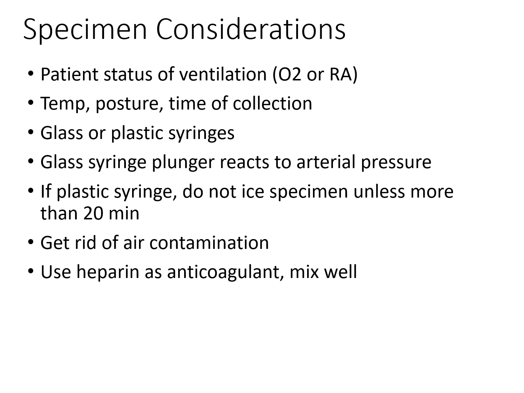For collection variables, we need to consider the patient's temperature, posture, and time of collection, as these can all affect results as well. The syringe type: you can use a glass syringe. The plunger can react with arterial pressure, which may affect sample integrity. You can also use plastic syringes. These are going to be preferred for most collections.